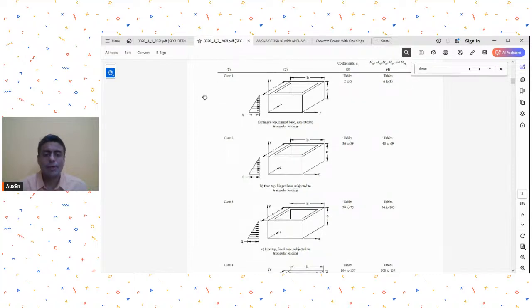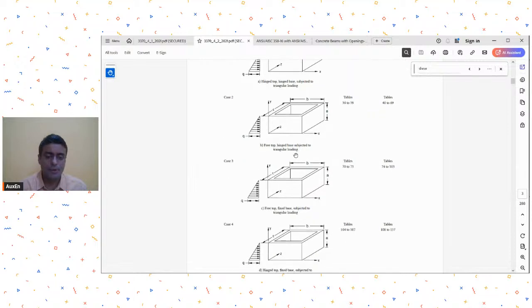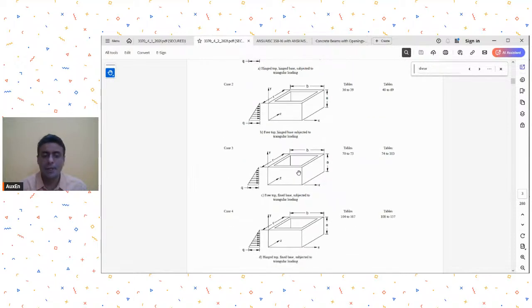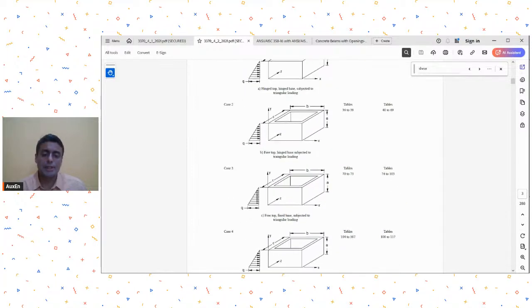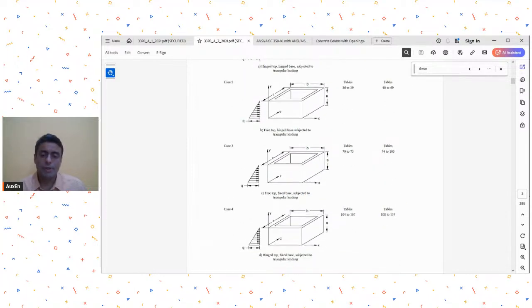So for example, our case matched with case 3, let's say. Our case was a free top, so there was no slab at top, and we had a fixed base, so our case matches with case 3. Now when I have to look for moment coefficients, I will go to these table numbers 74 to 103.